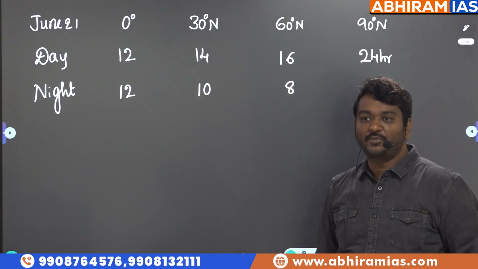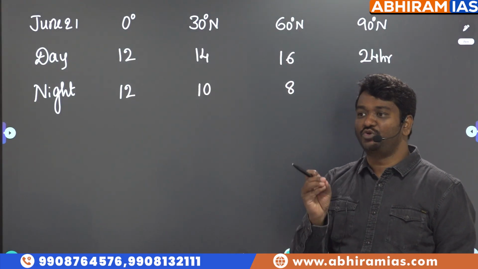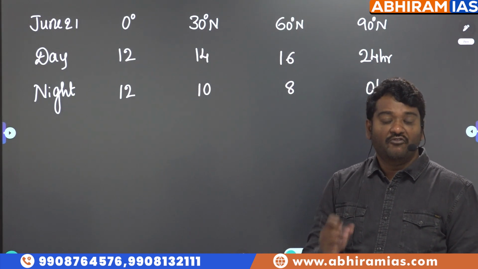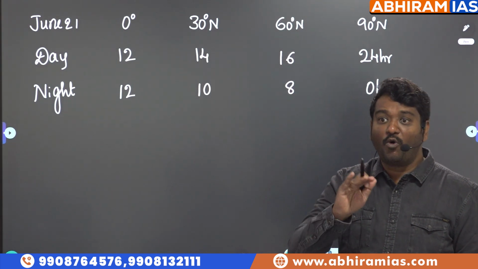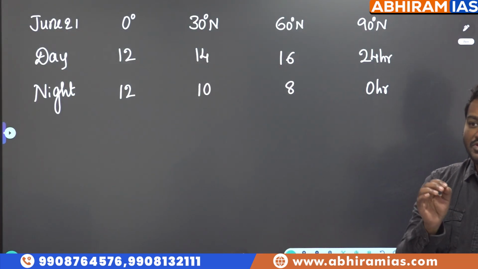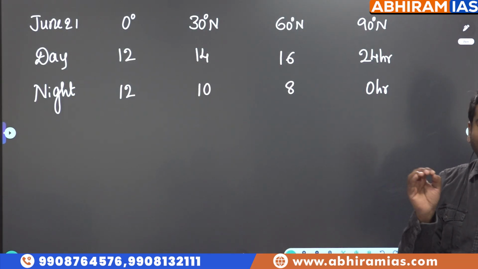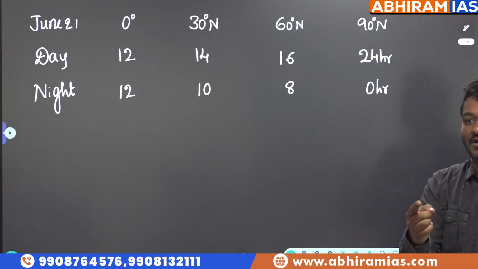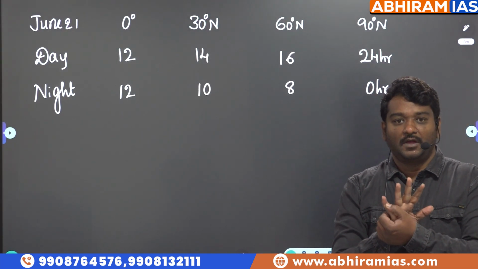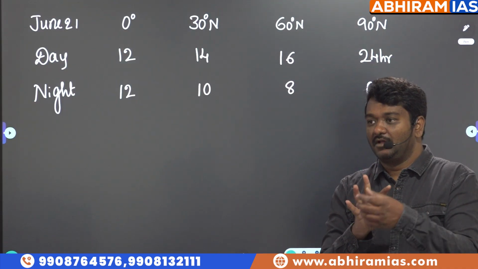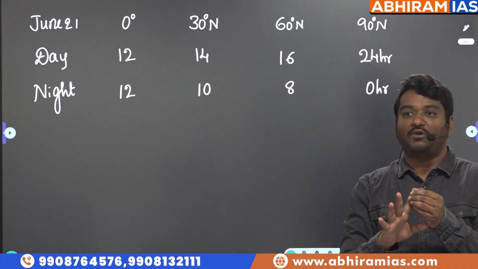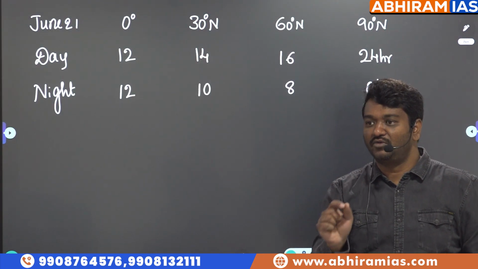What is the 2025 prelims question? They asked: on June 21st, which of the following latitudes will have day more than 12 hours? Are you getting the point? Options: 30 degree south, equator, 30 degree north, 60 degree north. You have to choose one: only 2, only 3, only 4.